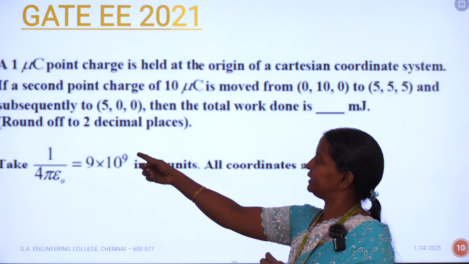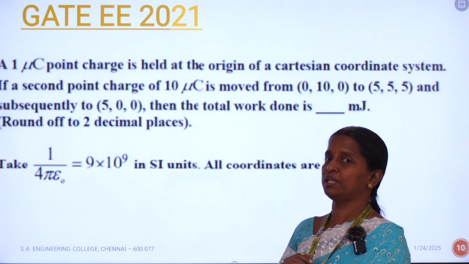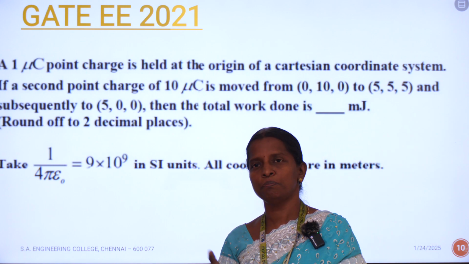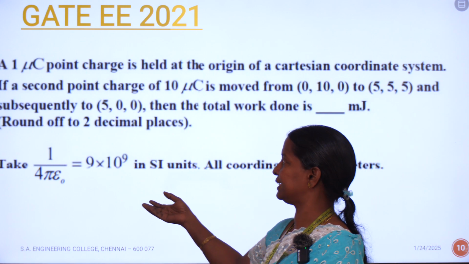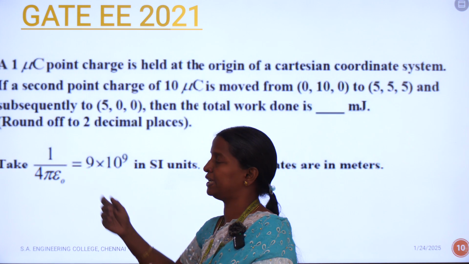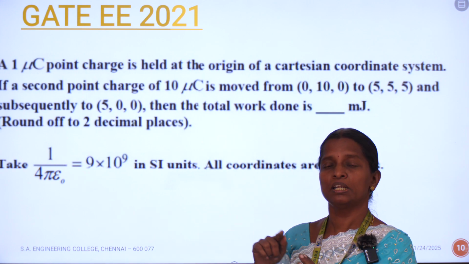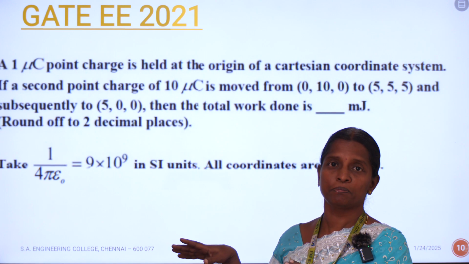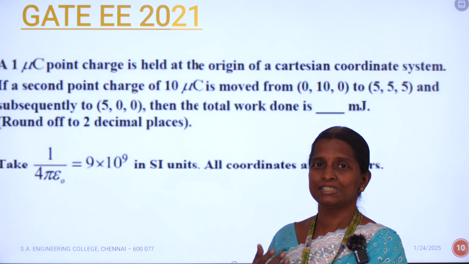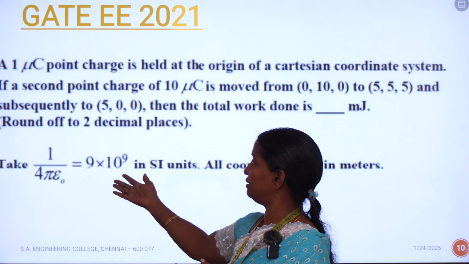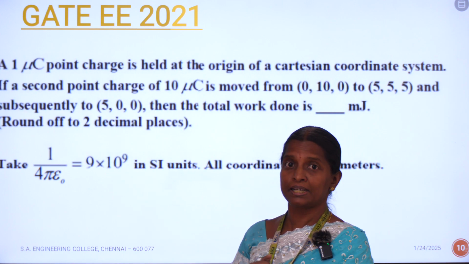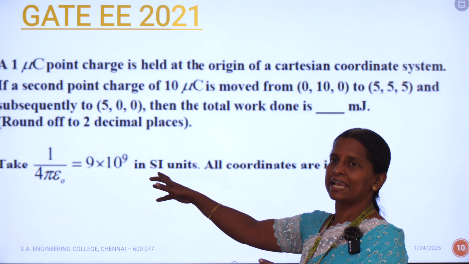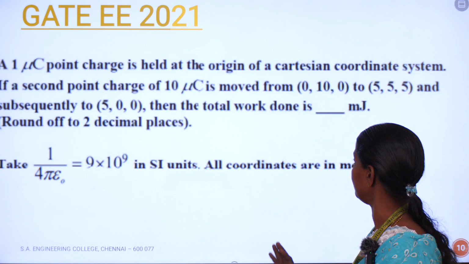And importantly, they have asked to round off to 2 decimal points. So whenever you are preparing for the exam, we cannot use calculators very frequently. 1 divided by 4 pi epsilon naught means you have to do 1 divided by 4 into pi into epsilon naught, where the value is 8.854 into 10 power minus 12. We have to find that out, so it will be time consuming. To avoid that, we can take the value as 9 into 10 power 9. It is also given in the question paper. Take 1 by 4 pi epsilon naught as 9 into 10 power 9.